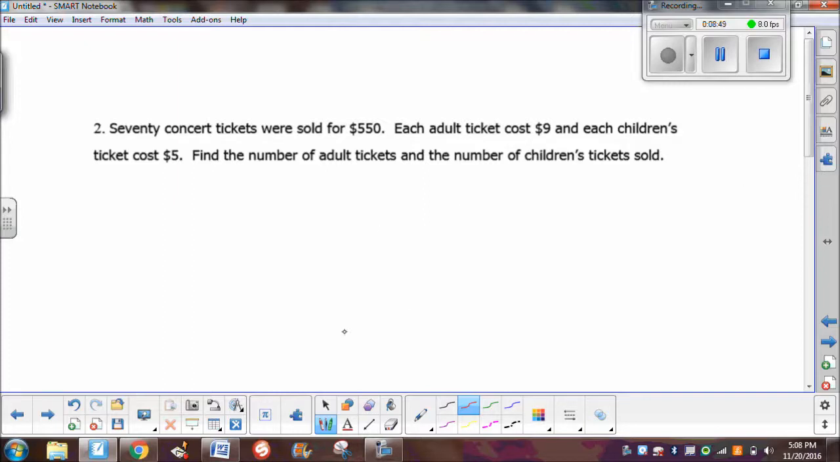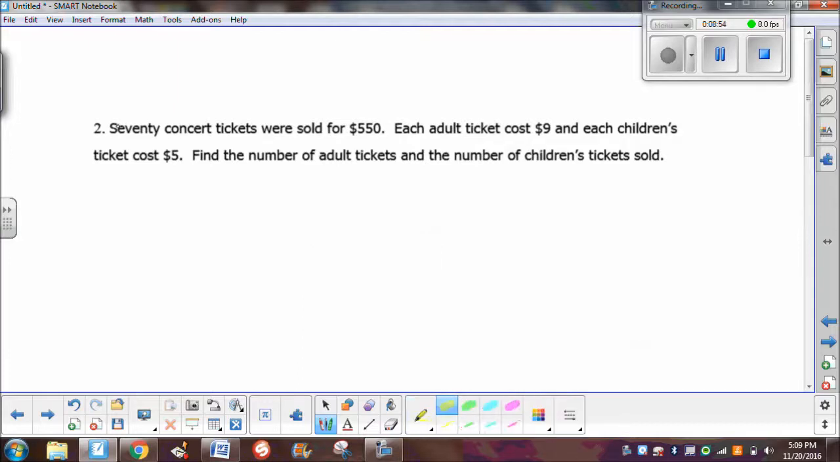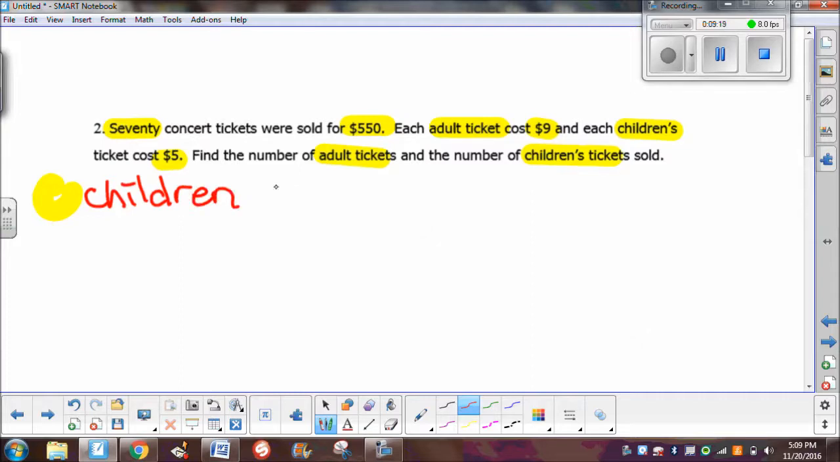Word problem. All right, so what we do with the word problems is we're going to highlight. We're going to say, okay, 70 concert tickets were sold for $550. Adult tickets are $9. Children tickets are $5. Find the number of adult and the number of children tickets sold. So we've got 2 types of tickets. And I can't write with the highlighter. All right, so children tickets, we'll call those C. And adult tickets, we'll call those A.